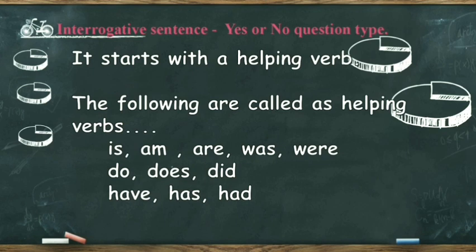If we make a question by using these words, then we call that a yes or no question type. For example, is this your book? Am I your friend? Are you all happy? Or have you completed your homework? Has she met you? For all these questions, you would either answer yes or no. Isn't it, children? So these kinds of sentences are called yes or no question type.